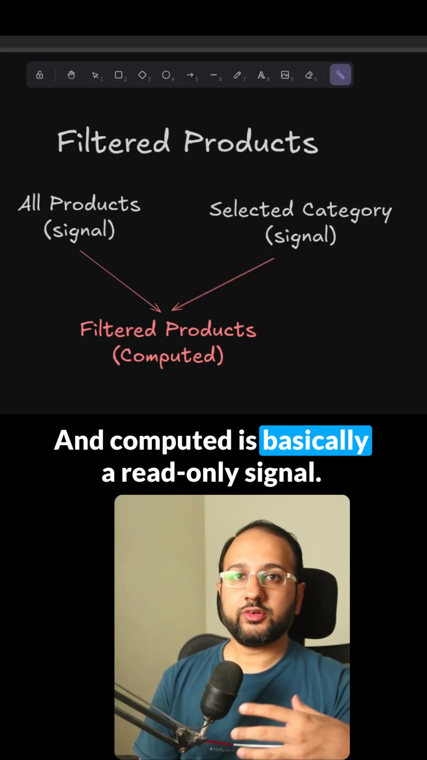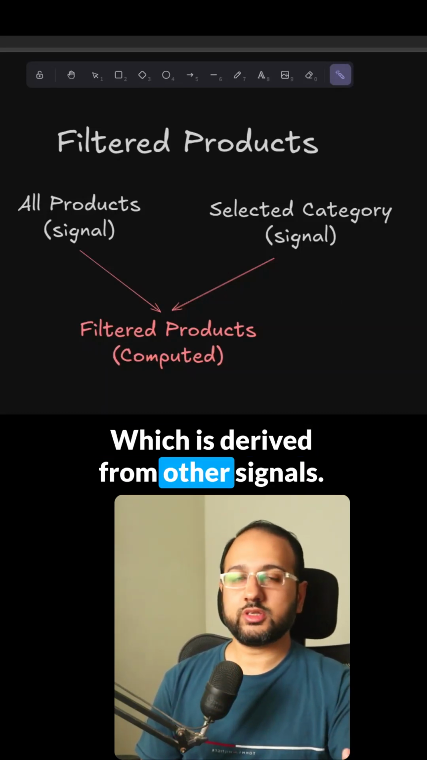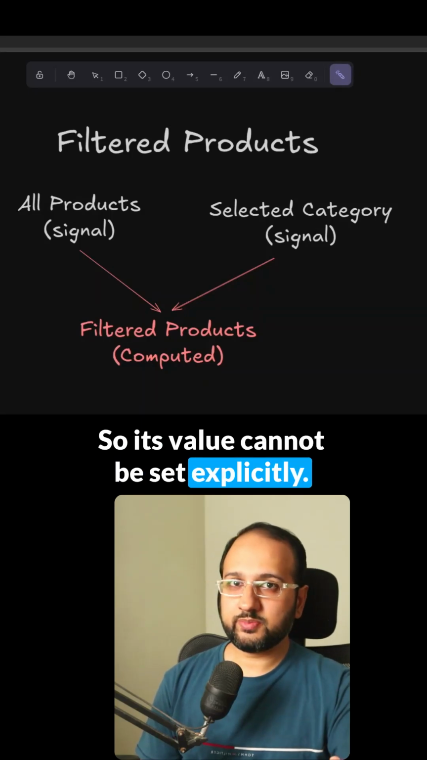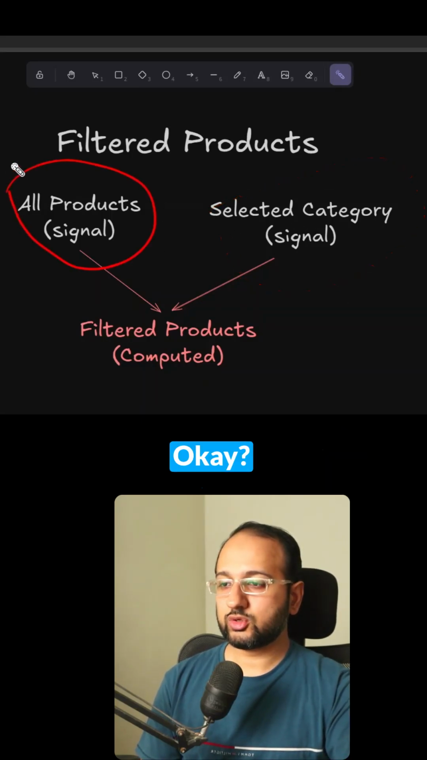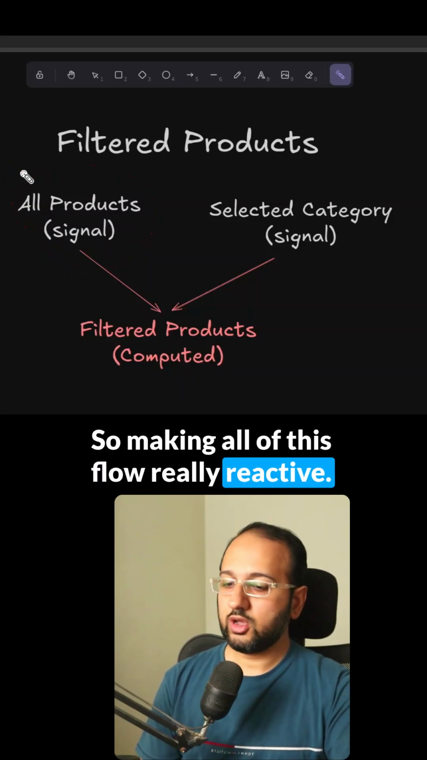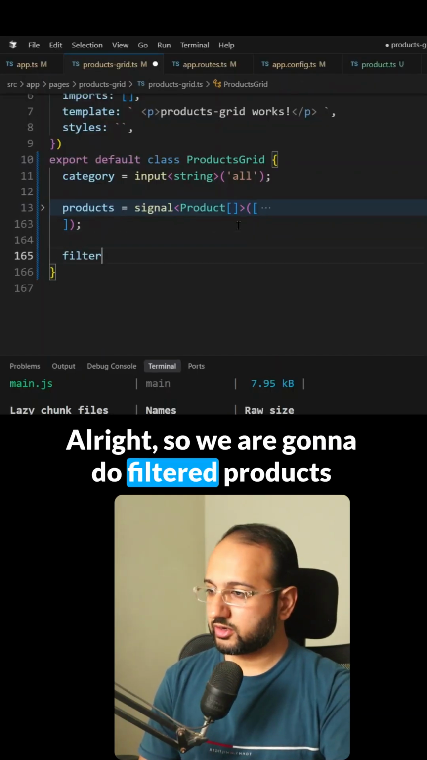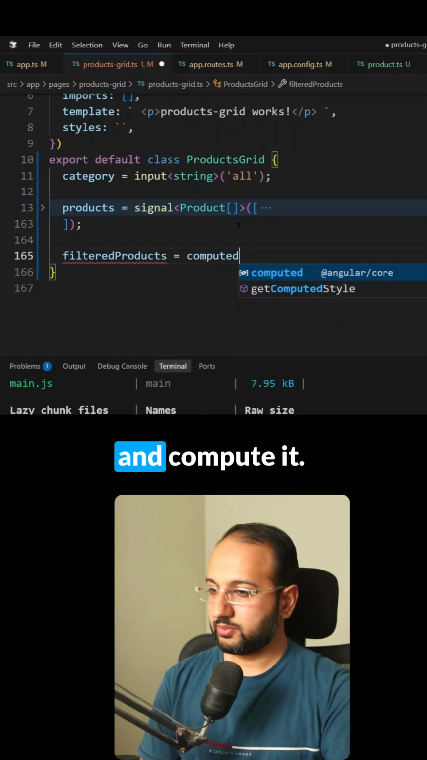And computed is basically a read-only signal which is derived from other signals. So its value cannot be set explicitly. It will only be updated when any of these two things update. Okay, so making all of this flow really reactive. All right, so we're going to do filteredProducts and computed.